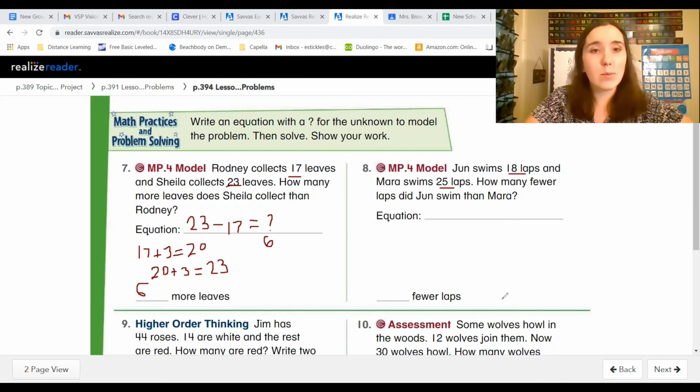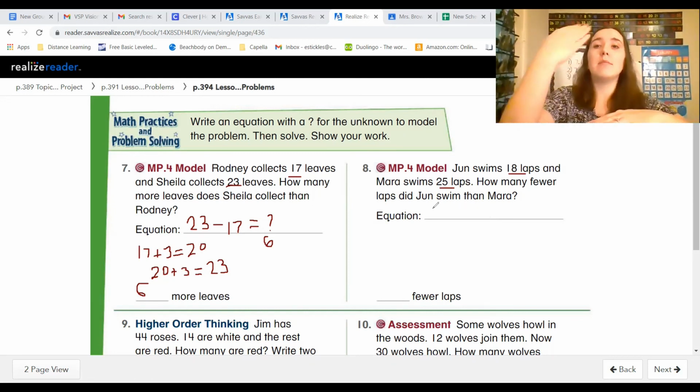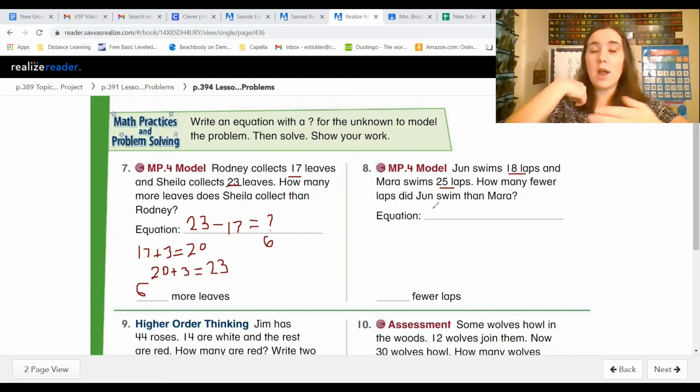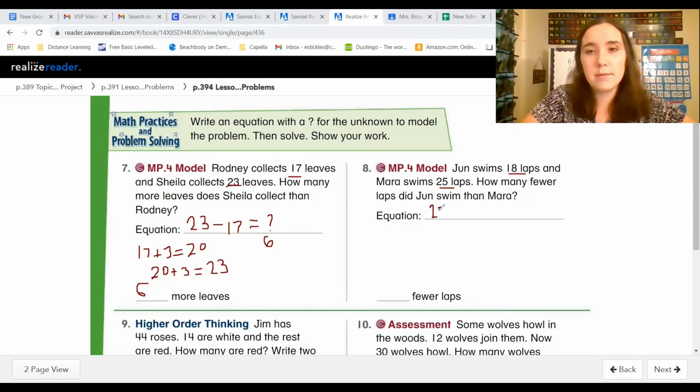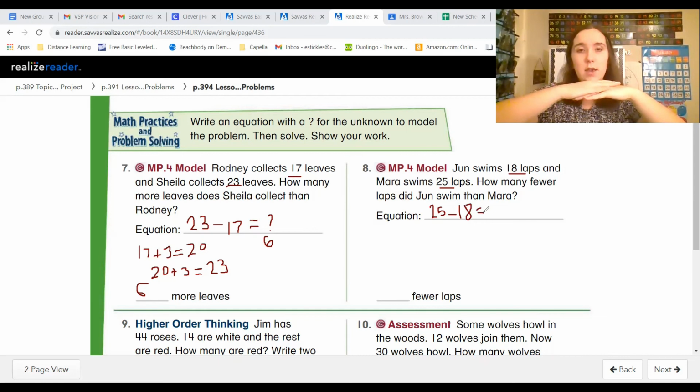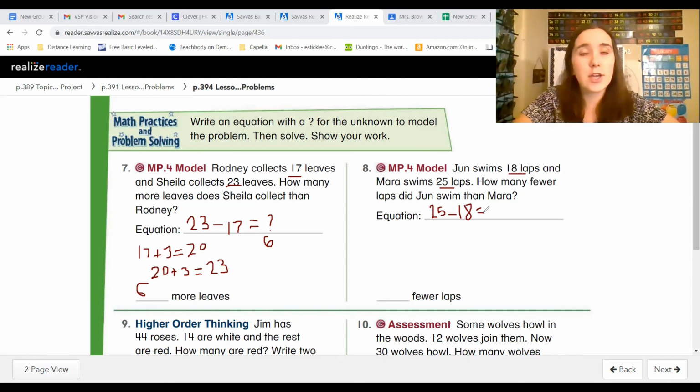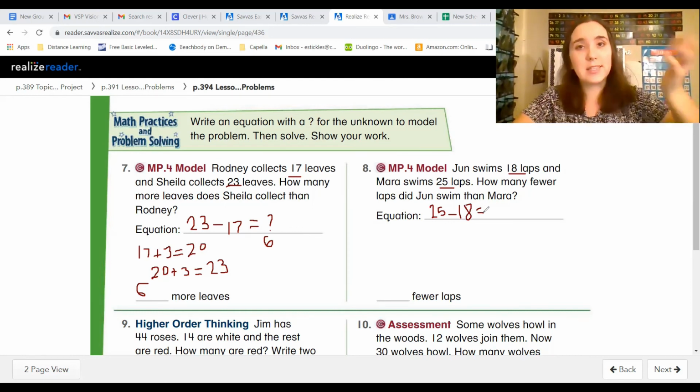Okay, so I'm going to set it up the same way that I set up the number 7 problem. I know that Jun swims 18 and Mara swims 25. So to find out how many more Mara swam than Jun, or how many fewer Jun swam than Mara, because that's the same number, it's the difference, I'm going to do the 25 that Mara swam, and I'm going to subtract the 18 that Jun swam. And that's going to tell me the difference. Okay, so whenever you want to find how many more or how many fewer, you're finding the difference between the two numbers. Okay? So I always like to do subtraction because the answer to a subtraction problem is the difference.